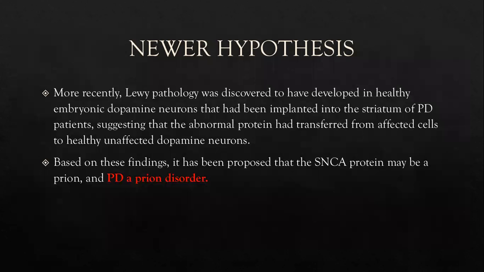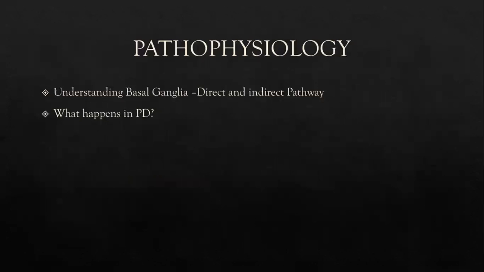There's also a newer hypothesis related to genetics and Parkinson's: Lewy pathology was discovered to have developed in healthy embryonic dopaminergic neurons that had been implanted into the striatum of PD patients, suggesting that the abnormal protein had transferred from the affected cells to the healthy unaffected dopamine neurons. This is something that happens in a prion disease. So these findings have proposed that the SNCA protein may be a prion, and that Parkinson's disease is a prion disease. This is all a newer hypothesis and in research.